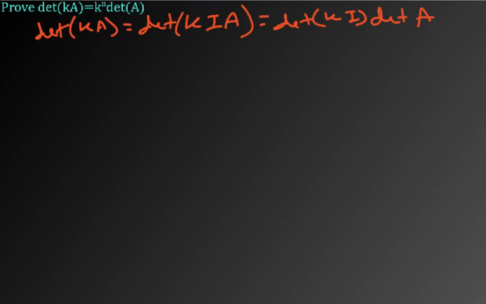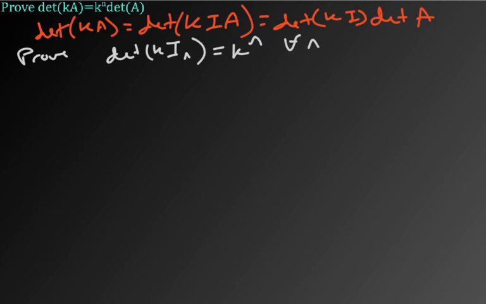And what I want to show is the following. I'm going to prove, as a mini problem, that the determinant of kI, with a little n in there, is k to the n, for all n greater than or equal to 1. And to do this, I'm just going to go through an induction problem, which is good practice to see.